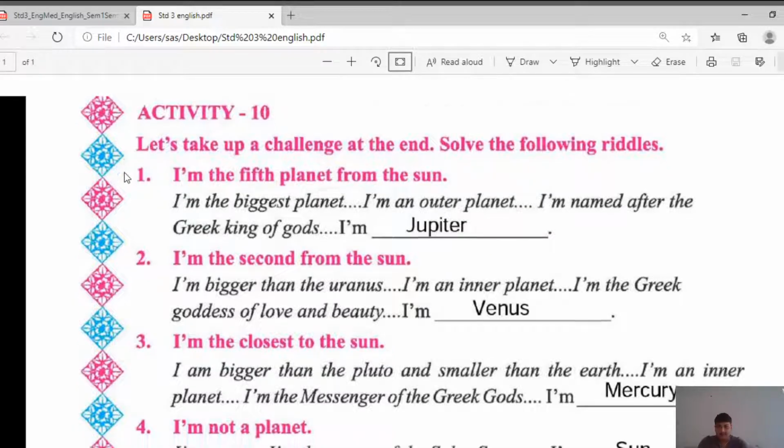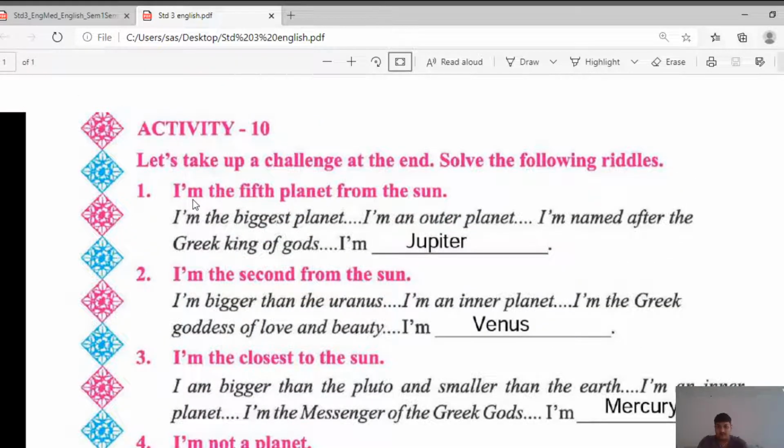Here we have activity 10. First one. I am the 5th planet from the sun. I am the biggest planet. I am an outer planet. I am named after the Greek king of gods. I am dash. So students, we have discussed this line that I am the biggest planet. Let's memorize which. Then you will directly strike in your head that it's obviously Jupiter, the planet. So the answer is Jupiter.